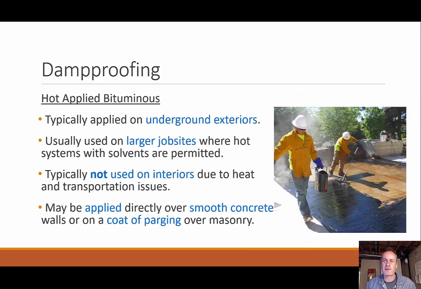So I said we talk about this hot and cold applied bituminous, and here we can see this is the hot applied. I can see the steam coming off of this surface, right? Typically applied on these underground exteriors, larger job sites. Not used on interiors because we do have this heat issues in transporting it to these interior surfaces, and can be applied either over smooth concrete or the way we've already talked about it is with parging over masonry walls, right?